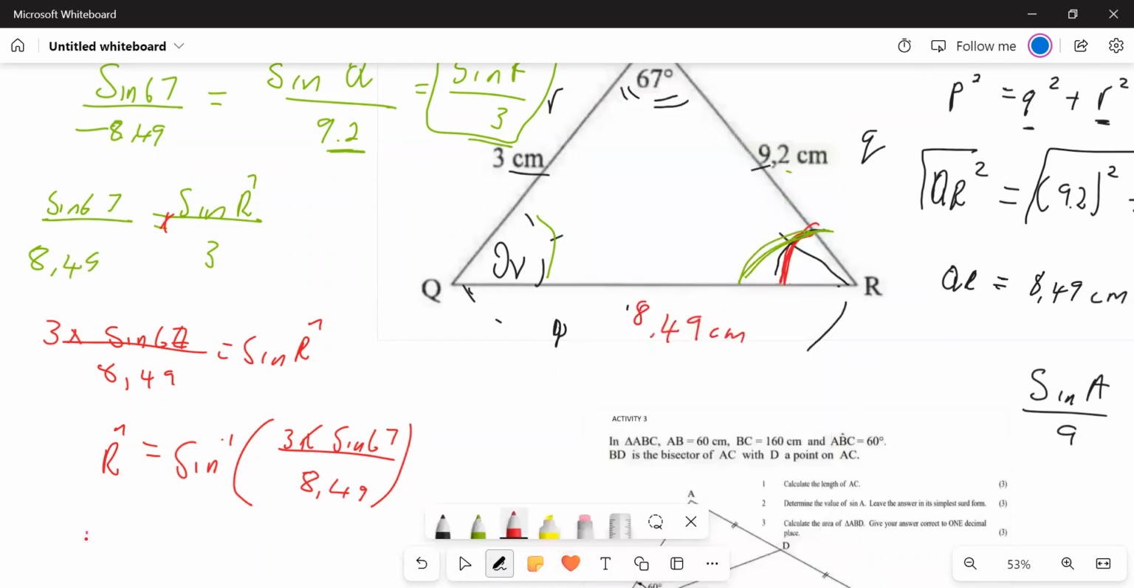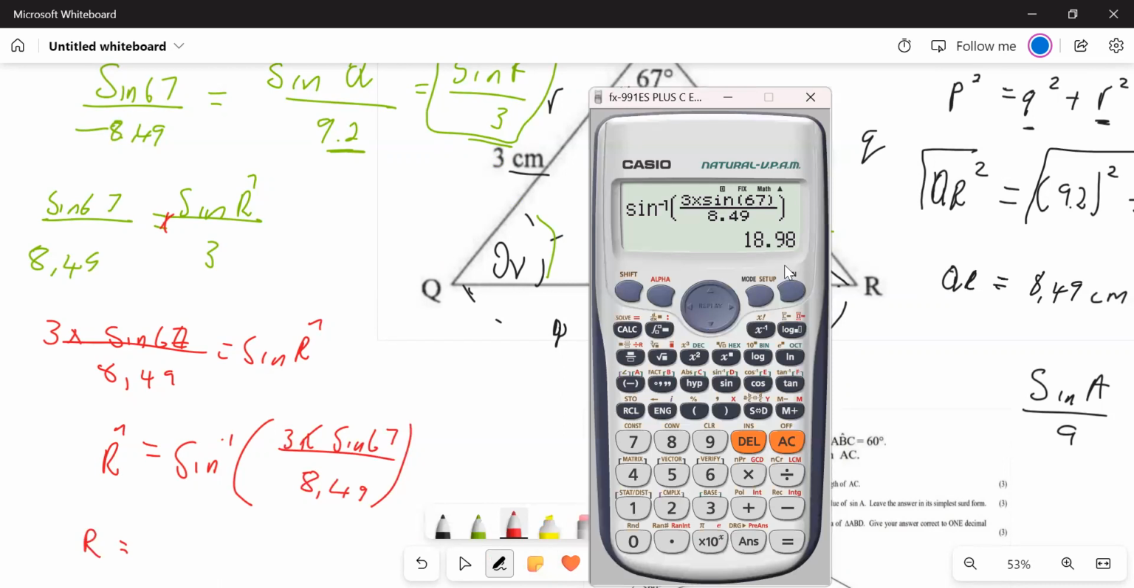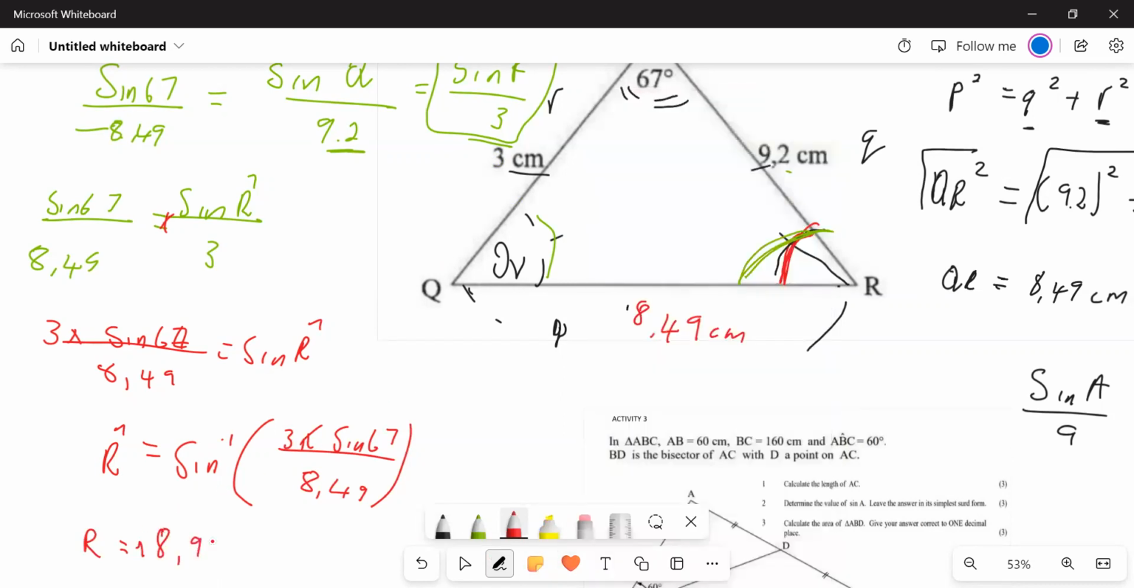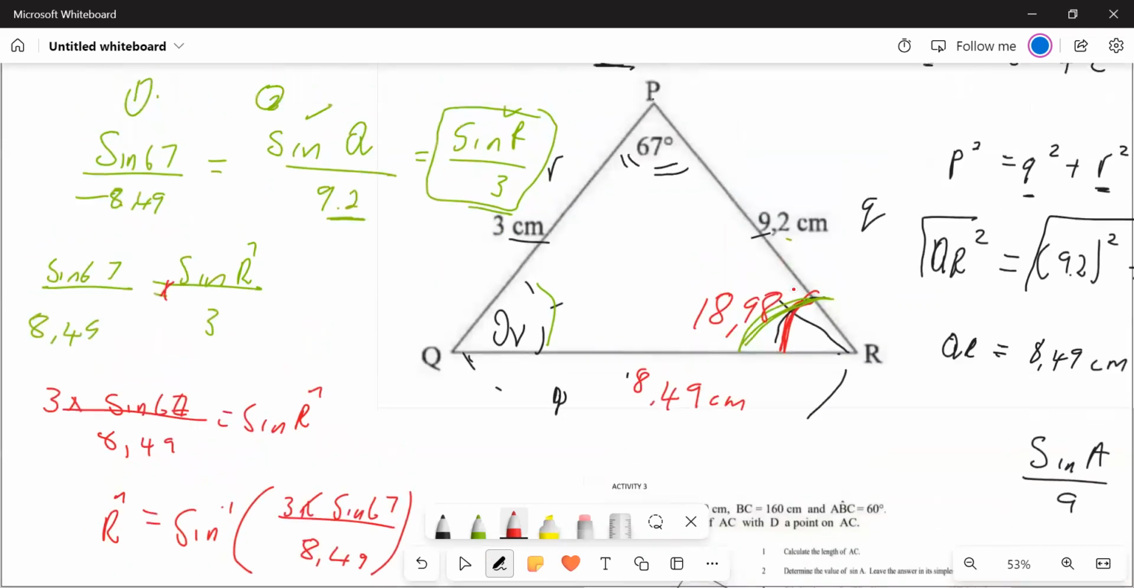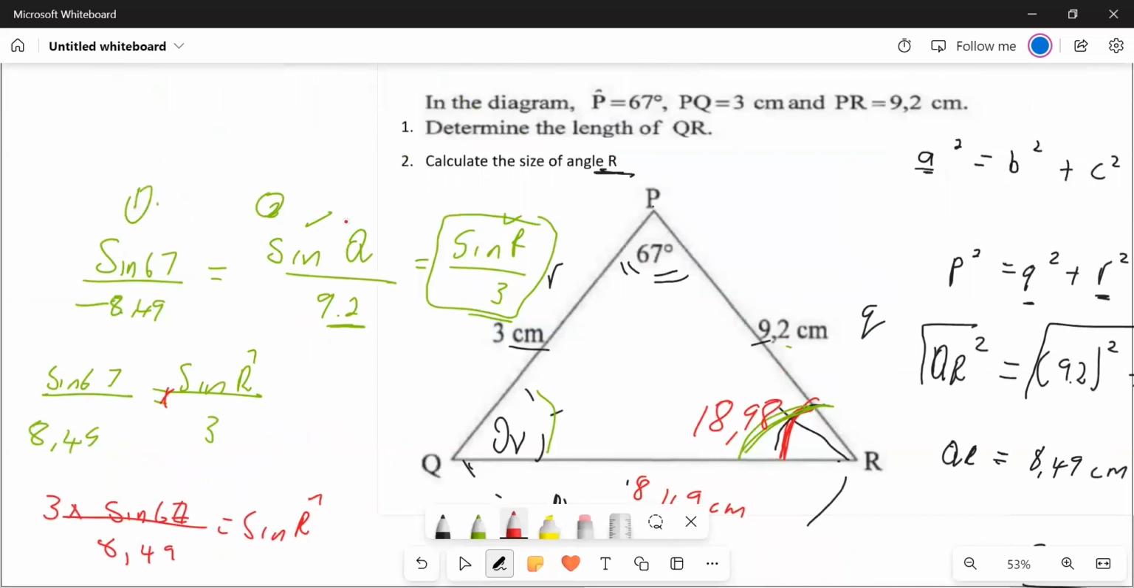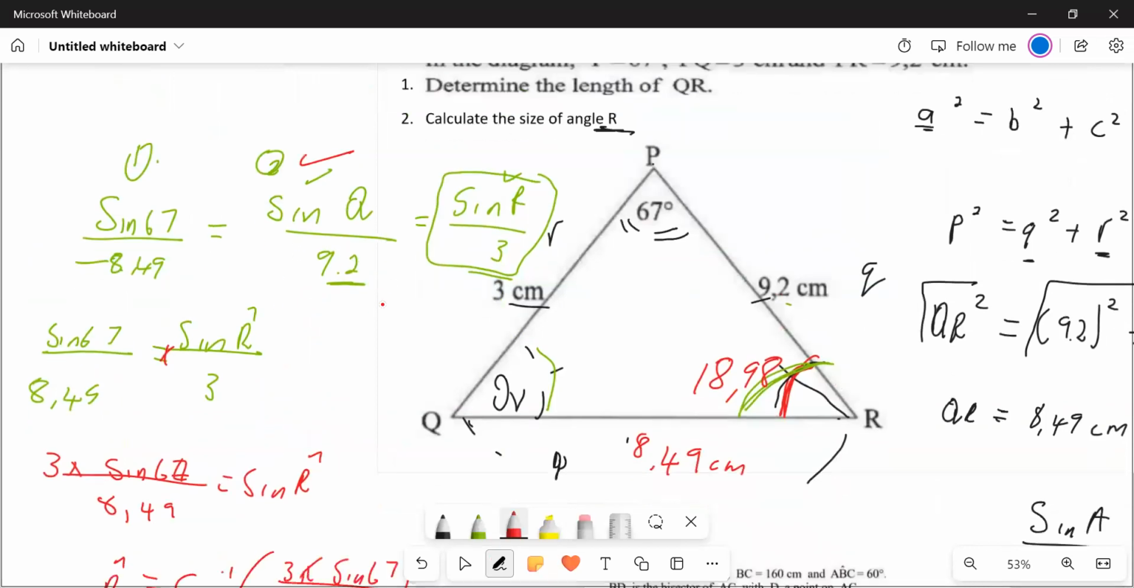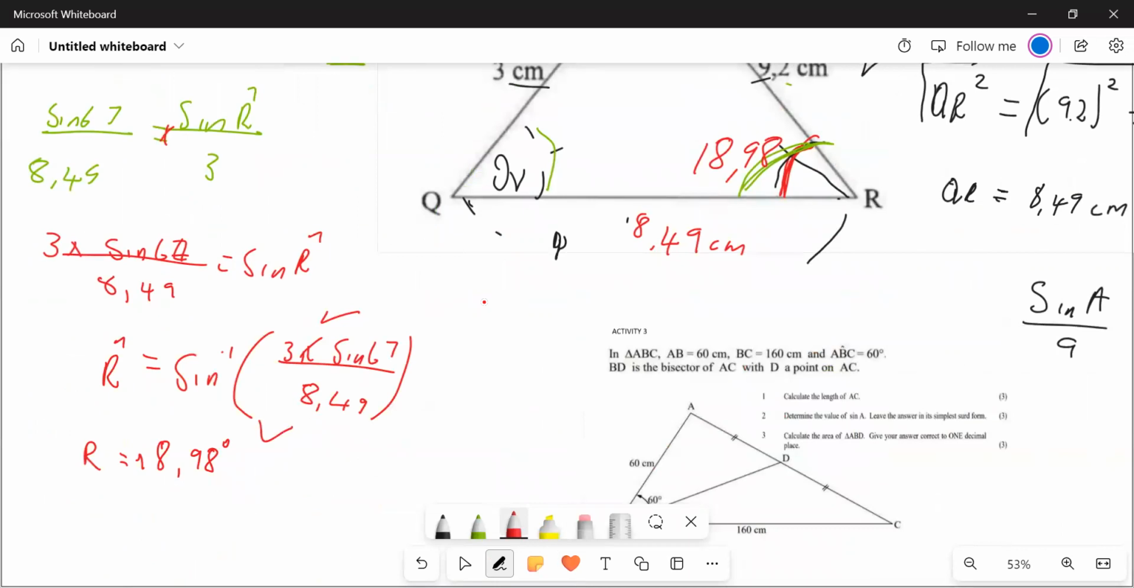It says R is going to be equal to 18,98. And this is an angle, so this is going to be in degrees. So you can say this one here is going to be 18,98 degrees.